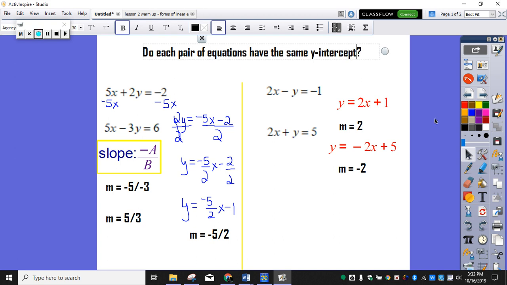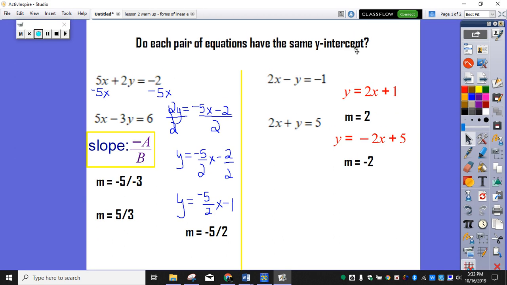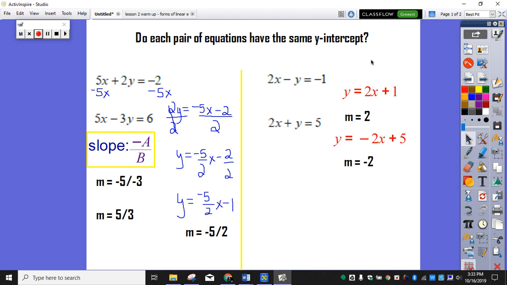And we already did a lot of the work when we were comparing slope, because if we want to know what the y-intercept is, we can convert it to slope-intercept form, like I did here and here. And so once I have them converted, I can see very quickly if the y-intercept is the same. So the two equations here on the right side do not have the same y-intercept.